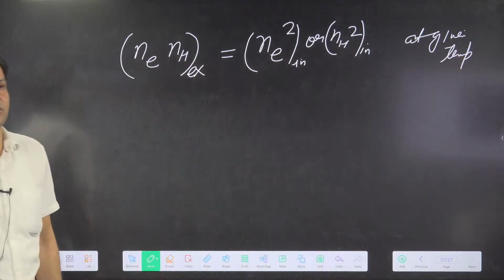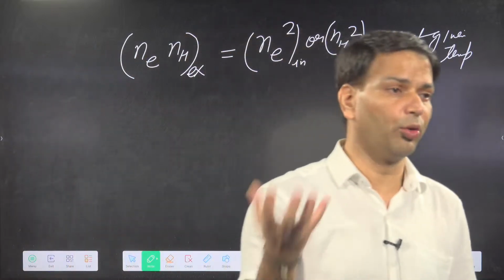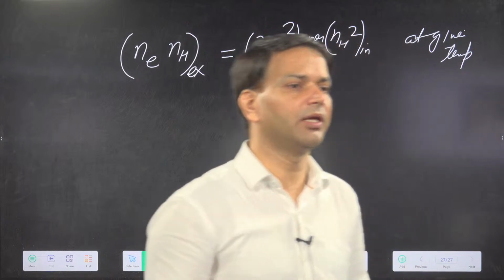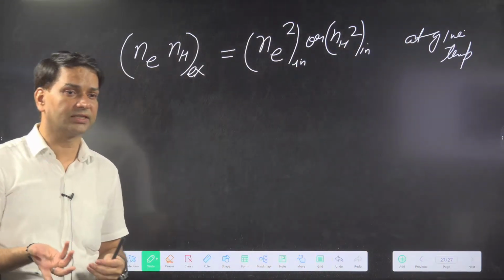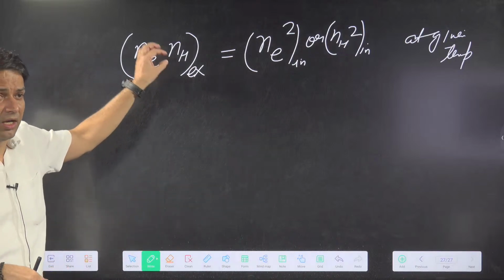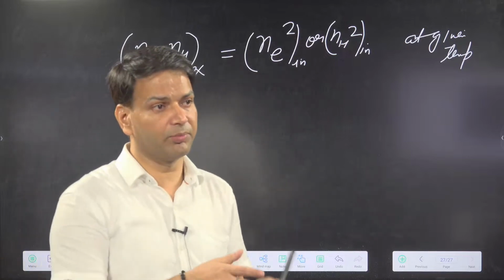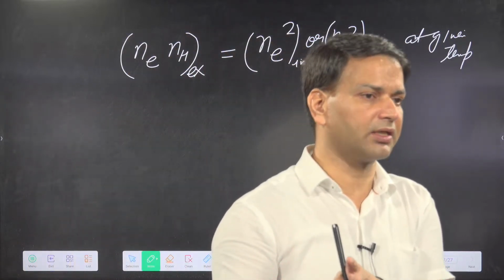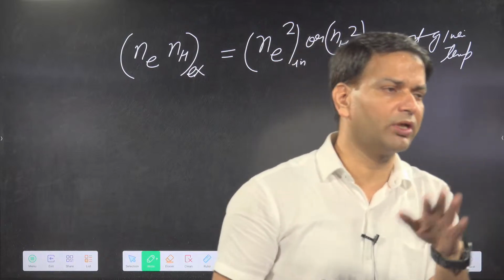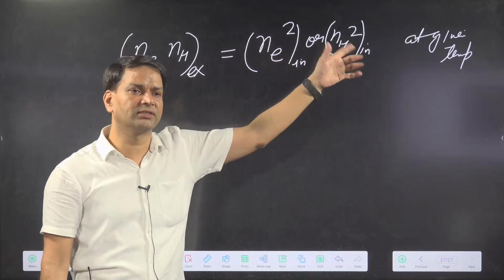Okay, so suppose they have given an intrinsic semiconductor and they are asking, we are doping a trivalent or pentavalent impurity, what is the electron density, what is the hole density. So we can use this relation: electron density times hole density in the extrinsic semiconductor will be equal to the electron density times hole density in the intrinsic. In the intrinsic both are equal, so directly we can say either the electron density squared or hole density squared.